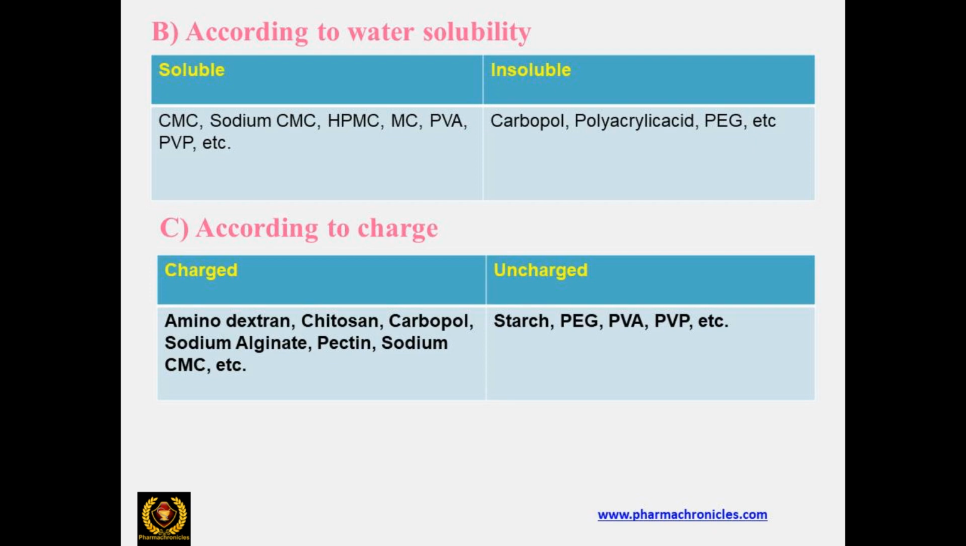C. According to charge. Charged: aminodextrin, chitosan, Carbopol, sodium alginate, pectin, sodium CMC, etc. Uncharged: starch, PEG, PVA, PVP, etc.